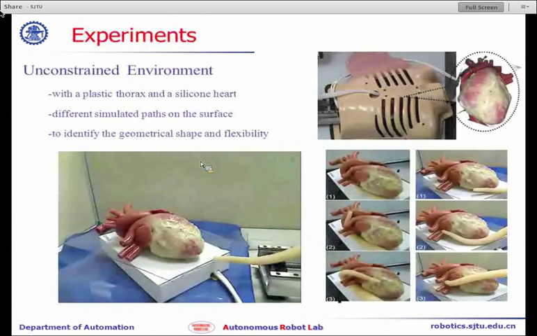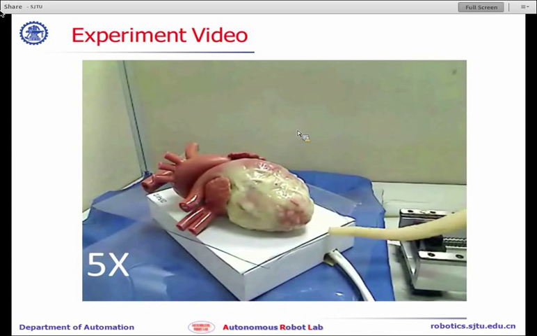Here we also did a few experiments, but this is only a model of the human heart. We have a model, and this heart can simulate the human beating, and we try to use this robot to check whether it can reach some particular place in the heart. So Nathan, can you play video one? In this movie, we can see that this robot is trying to reach some location and get across some obstacle.